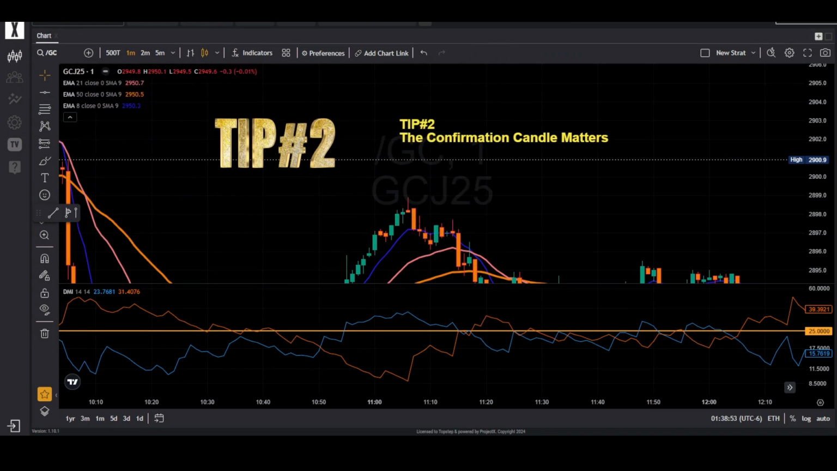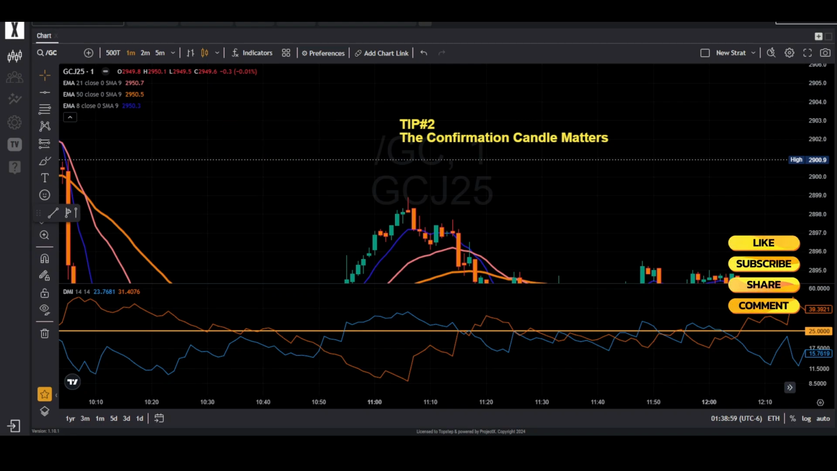So tip number two, the confirmation candle matters. What it means is the bullish candle closing above EMA 8 should have good body size, or in case of a sell, if it's closing below EMA 8, the candle should have good body size. Tiny candles or dojis indicate weak momentum. Strong closing candles mean high probability setups.